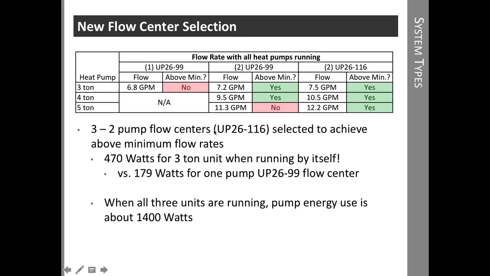So now we have two 26-116 pumps on each heat pump, even on the 3-ton heat pump. So even though it only needs 9 gallons a minute, and it can certainly attain that flow when only the heat pump's running, the problem is when all three heat pumps are running, that's where the challenge is. And so when all three heat pumps are running, we're using about 1,400 watts for those pumps. And when the 3-ton unit's running by itself, it's using about 470 watts. So that's quite a bit more than what we would have with a single unit, single flow center, single loop. That's where the challenge comes in with parallel pumping.